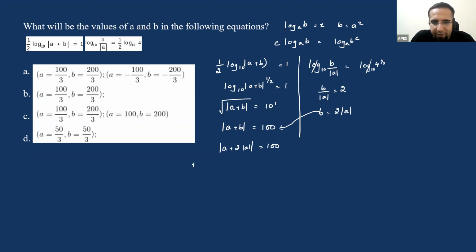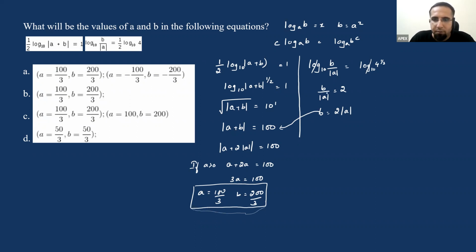Clear? So now if a is positive, then this can be written as a plus 2a. Clear? And a is positive, so the mod will always be positive, which is equal to 100. Or I get 3a is equal to 100. From this, I get the value of a is equal to 100 by 3. And the value of b will be equal to 200 by 3, because mod of a plus b is equal to 100. Clear? And b also has to be a positive value here, because b is appearing in the numerator here. So b is positive, therefore we'll take the value of b as 200 by 3.